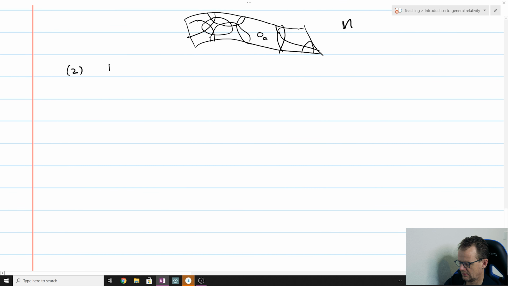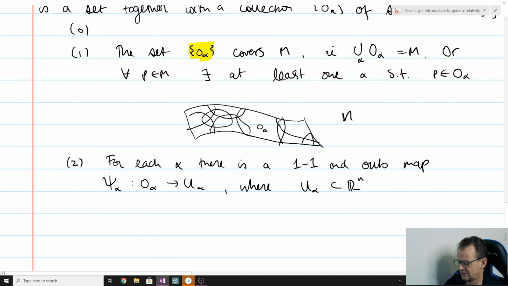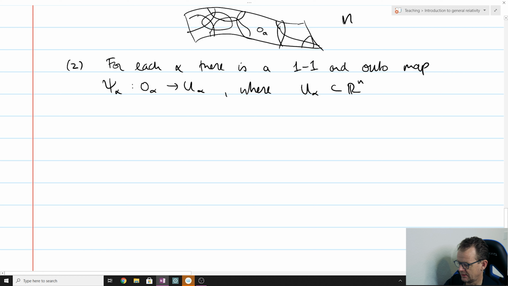Now, that's not all. For each alpha, there is a one-to-one and onto map psi alpha that goes from this O alpha set to another set U alpha, where this U alpha is now a subset of Rn, right? Now here n makes an appearance. Notice that in the first part of this definition, the dimension doesn't even make an appearance. M is just a set covered by some subsets. In the second part, the dimension now makes an appearance.